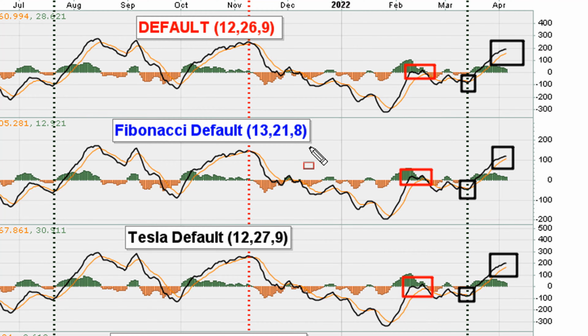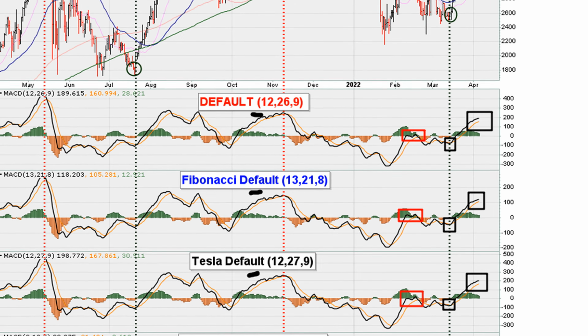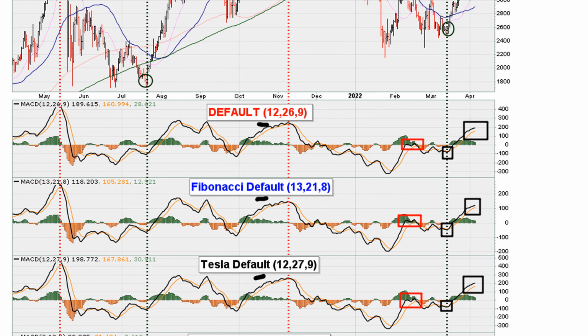So those settings, in my opinion, are pretty much interchangeable, which makes sense because all these numbers are very close to each other. Now, you can pause the video and take a look and see what you see in terms of similarities or differences, but for the most part, they're similar.